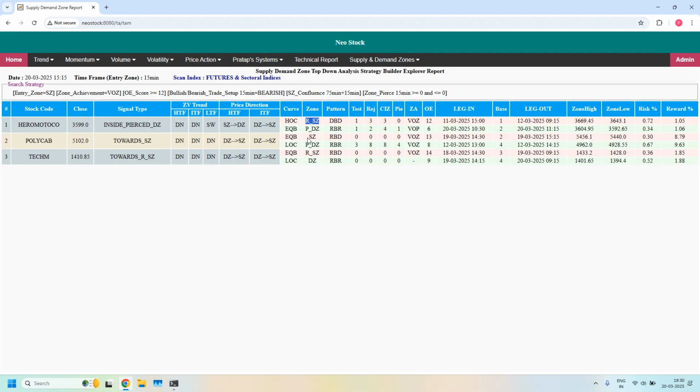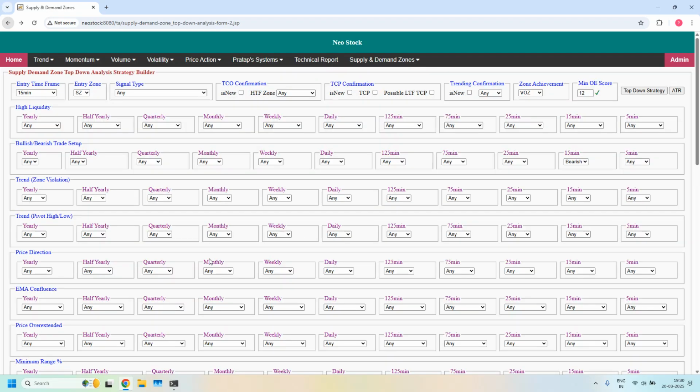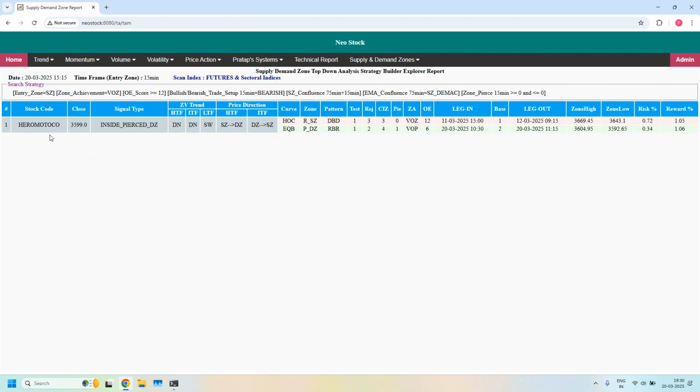So these 15 minute supply zones are overlapped with 75 minute supply zone. Let's verify out of these 3 how many 75 minute supply zones are having daily EMA Confluence from this list. Because daily trend is a downtrend, we are looking daily supply zone with daily EMA Confluence. So one stock is filtered. This is having more high probability to get success. See, that is the reason why it is already tested 3 times with 3 rejections.